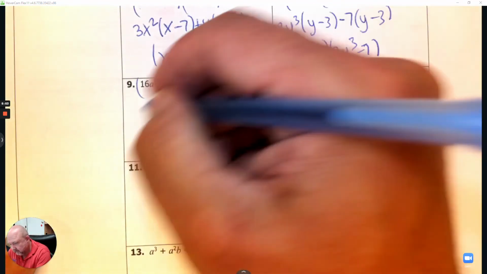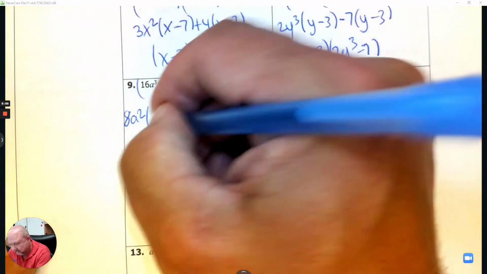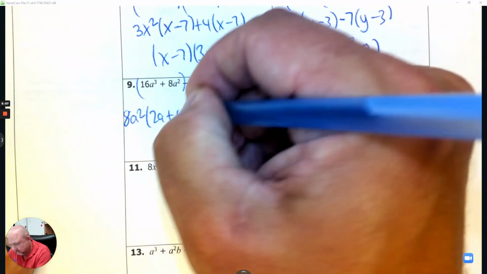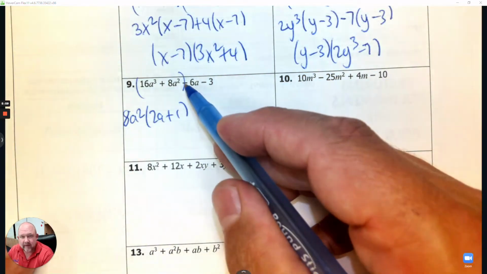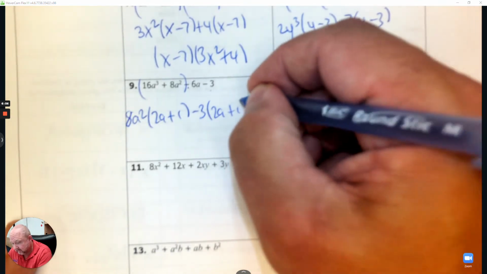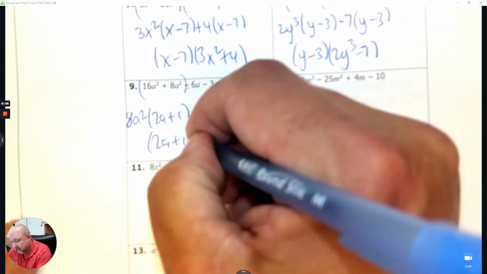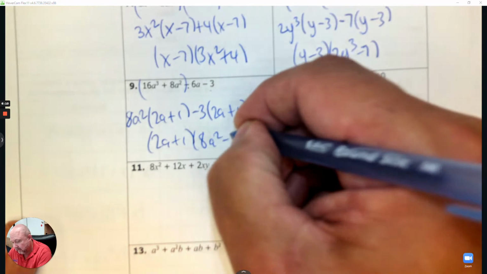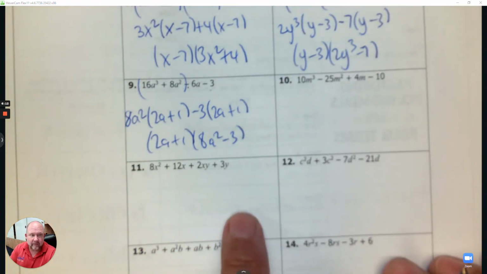All right, the first two, a squared and 8. And then divide. And then negative 3. And divide. Remember, a negative divided by negative gives you positive 2a. And then 2a plus 1 is the common factor. 8a squared subtract 3 is what's left over.